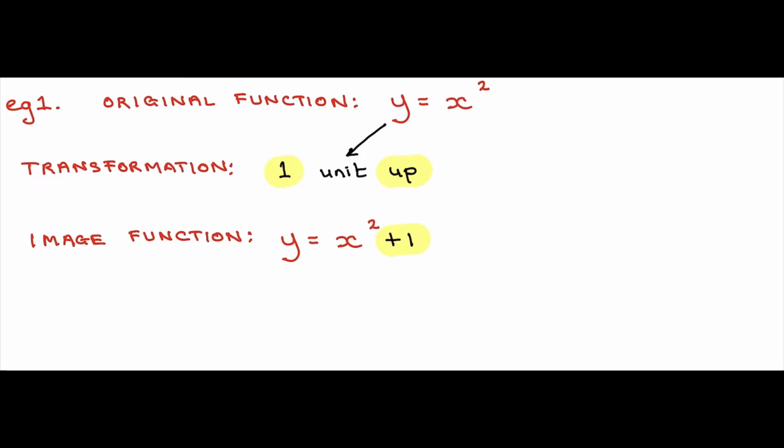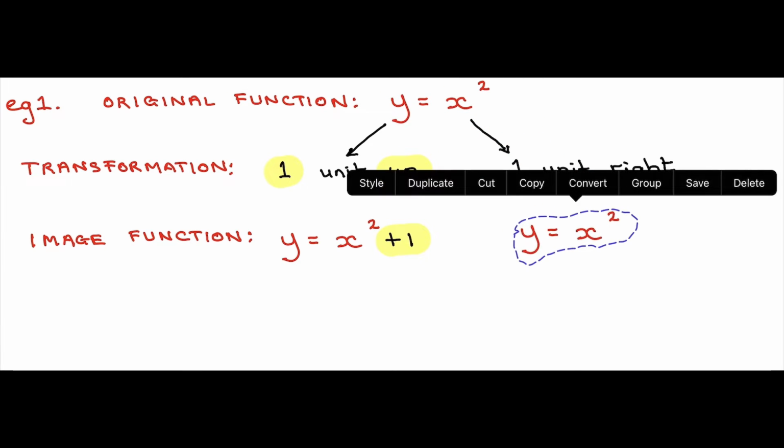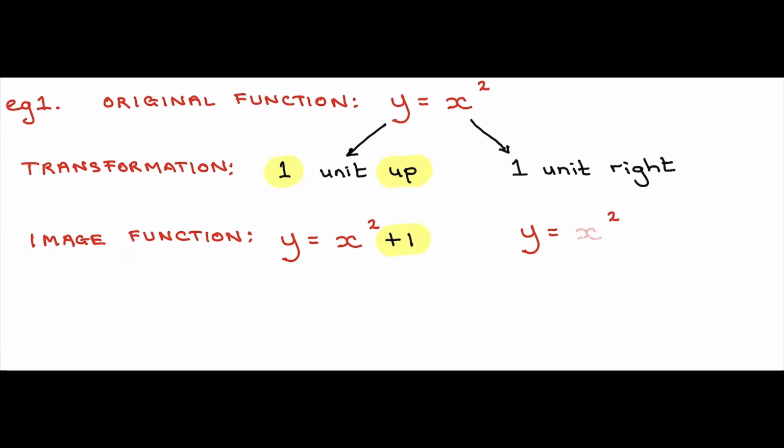Now consider starting with the same function and apply a translation of 1 unit in the positive x direction, or 1 unit to the right. We know that when a translation of 1 unit to the right is applied to a single point, 1 is added to the x value of that point. So you might expect in this case that the resulting function, or image function, is the same as the original, with the x replaced by x plus 1. But that is not the case.